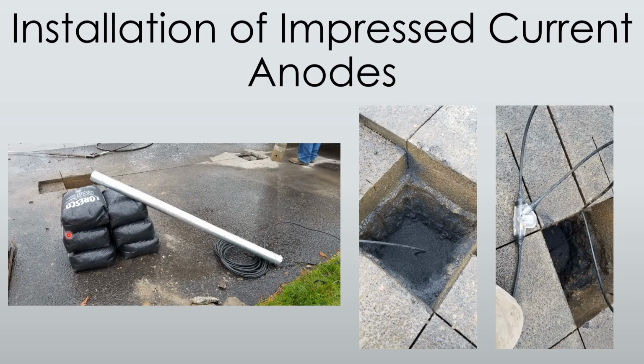So here's a picture again with the coke breeze. This is the amount of coke breeze that we put in the hole. 6 bags for a 60-inch anode. Put it all the way down to the bottom. Fill her back up. Have some coke on the top and bottom. Give it a little bit of a buffer. We got our splice kit ready for some resin on the side.